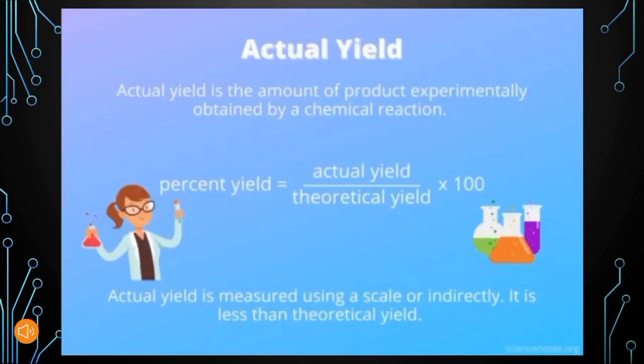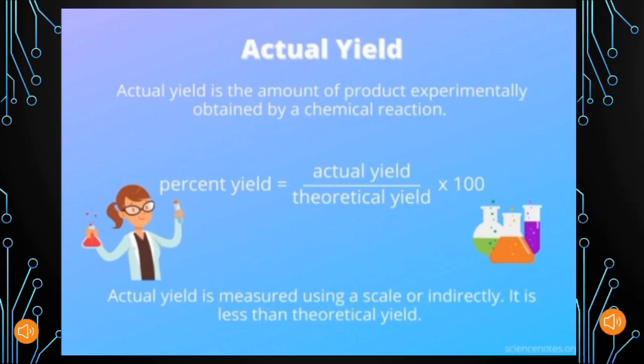Actual yield. Actual yield is the amount of product experimentally obtained from a chemical reaction. Percent yield is equal to actual yield over theoretical yield times 100. Actual yield is measured using a scale, or indirectly, and it is less than theoretical yield.